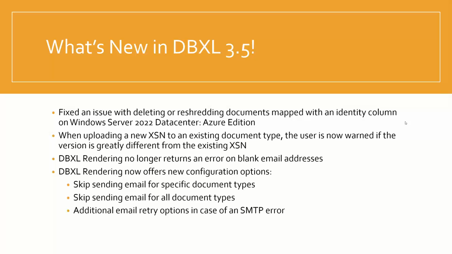I've got a couple little bug fixes and changes in DBXL rendering. We don't return an error in certain situations with blank email addresses. I'll talk about that in a sec. And DBXL rendering has some new configuration options. The two that I think are most useful are the ability to skip sending email for specific document types, or to skip sending email for all document types, and we'll talk about why that's useful.